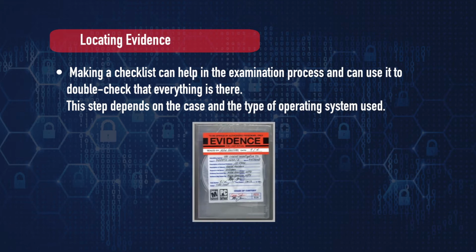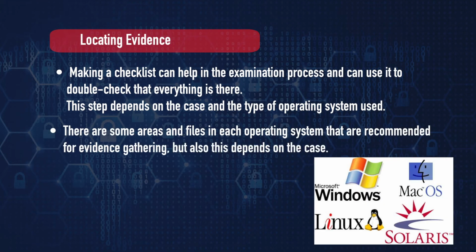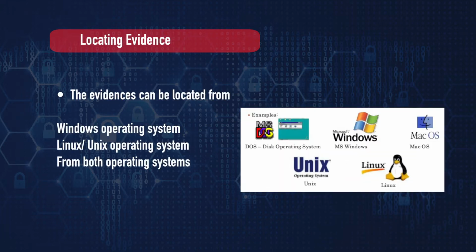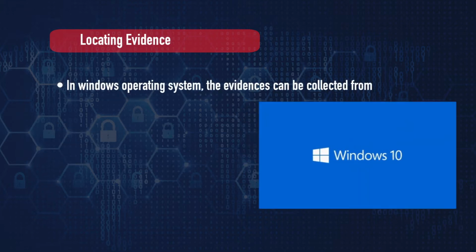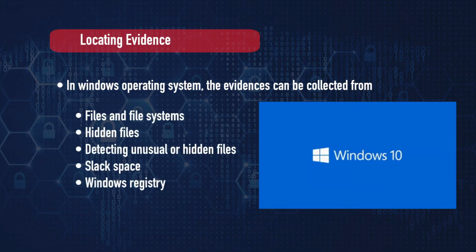This step depends on the case and the type of operating system used, of course. There are some areas and files in each operating system that are recommended for evidence gathering, but this also depends on the case. The evidence can be located from Windows operating system, Linux or Unix operating system, or sometimes even from both operating systems. In Windows operating system, the evidence can be collected from files and file systems, hidden files, detecting unusual or hidden files, slack space, and Windows registry.